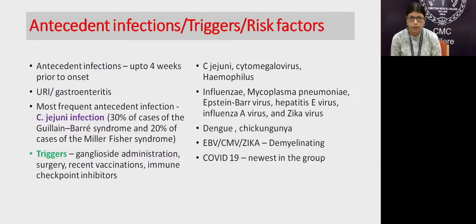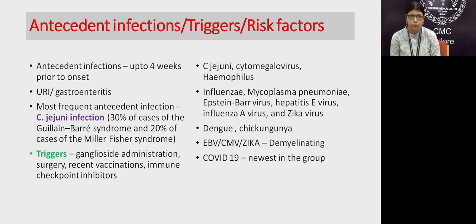We are very familiar with the antecedent infection triggers and the risk factors of GBS. A few important points to remember: the antecedent infections can occur up to 4 weeks prior to the onset of the weakness. So we need to carefully and repetitively ask, was there any event which has triggered it? The usual events which we see are URIs or gastroenteritis. Of the bacterial infections, the most common is Campylobacter jejuni, which accounts for 30% of cases of GBS, and 20% of the Miller-Fisher variant can be due to Campylobacter jejuni infection. Triggers can be ganglioside administration, recent surgery, recent vaccinations.